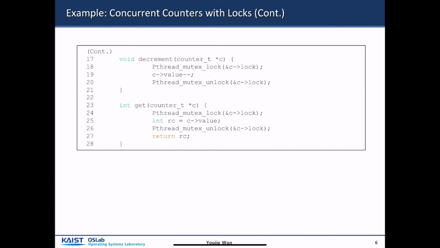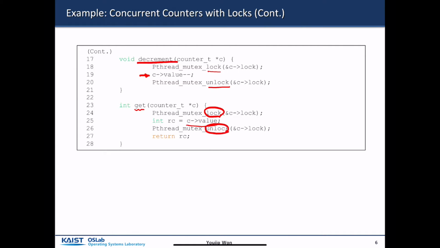For decrement, we protect the operation of decreasing the value by 1 with lock and unlock. So before we decrease the value, we obtain a lock. And then after we decrease the value, we call unlock. And then there is the get function. The get function retrieves the value of the counter. Before we retrieve the value of the counter, we obtain a lock. And we access the value and retrieve it. And after we are done retrieving the value, we call unlock. So there is lock and unlock.